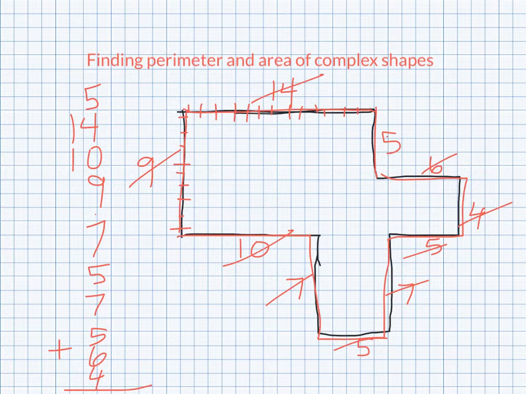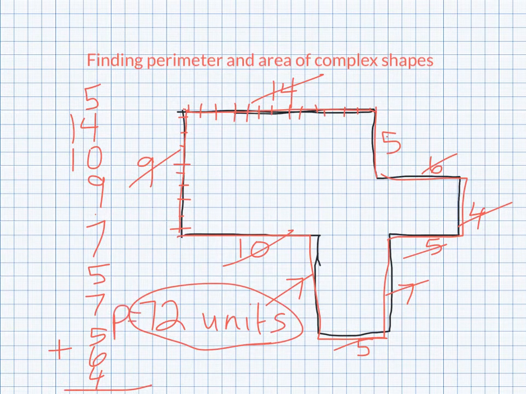I added up the entire column and I got 72 for my answer. So the perimeter of this complex shape is 72 units. Notice it's not 72 square units because we're not finding area, we're finding the perimeter.